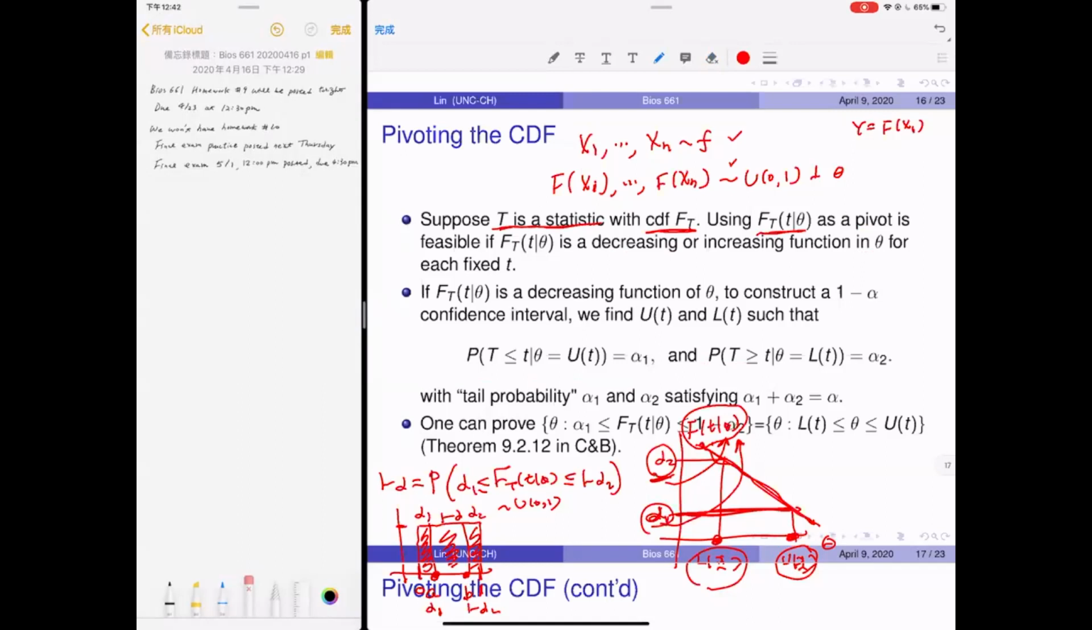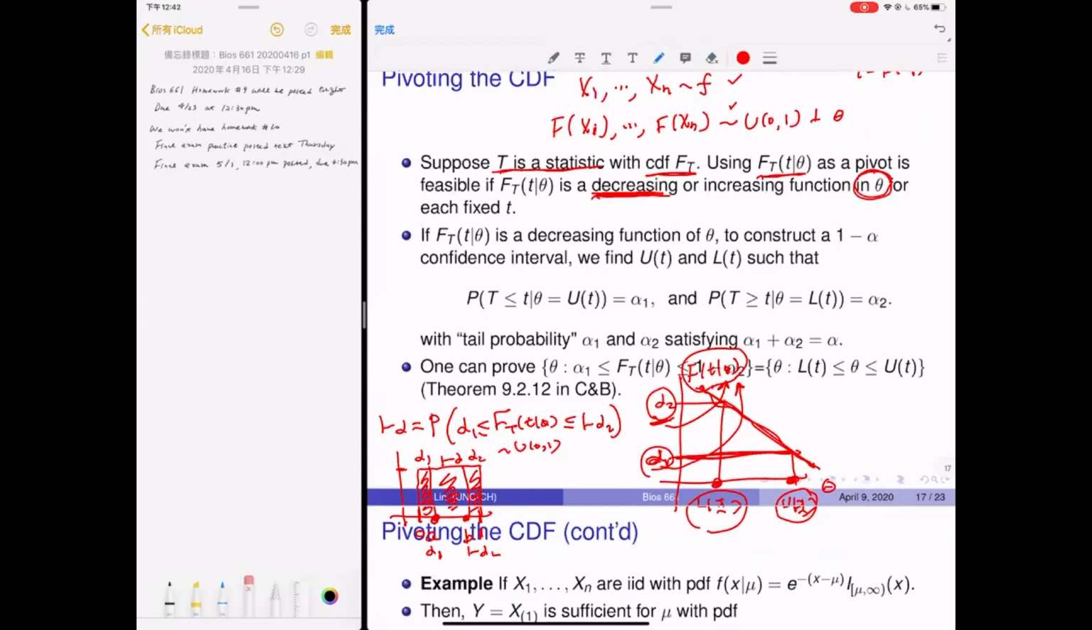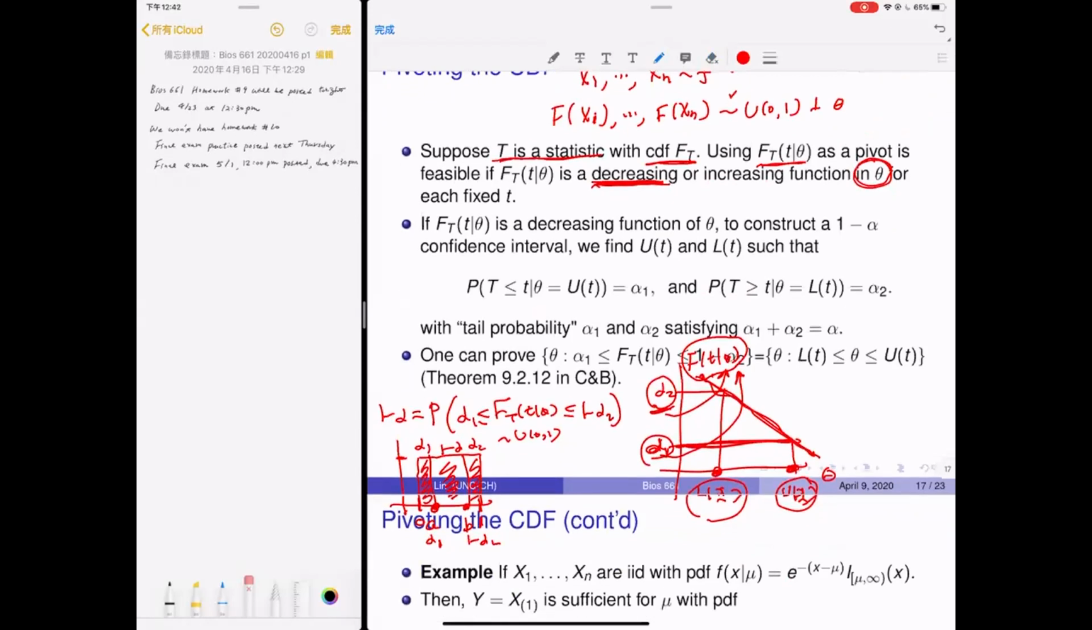So if the CDF is a decreasing or increasing function in theta, either way, but you will see more often than not you do have a decreasing function, as you can see in the common PDFs down below. Again, I want to emphasize, when I draw a graph, you have an x-axis and y-axis. You do need to pay attention to what the x-axis is, which means that when I'm talking about a function of what? You need to pay attention to that. Right here is a function of theta. So say if F is a decreasing function of theta, then I can use it as the pivot to find the confidence interval for theta using the CDF.